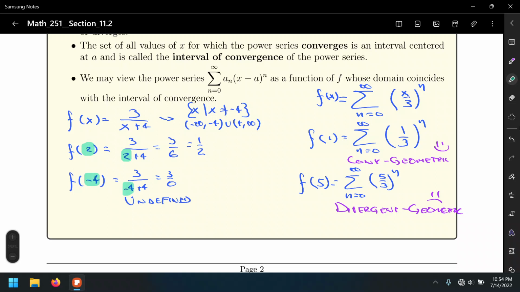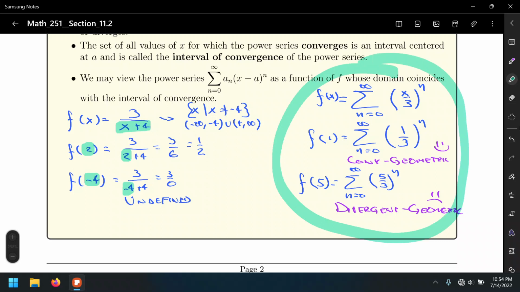Of course, there were different rules to find the domain. In this case, what I did was set the denominator equal to 0. For radical functions of even index, you set the radicand greater than or equal to 0 and solve the inequality, and for logarithmic functions, you set the argument of the logarithm greater than 0 and solve the inequality. So what's the process then to find the interval of convergence? That's on the next page.